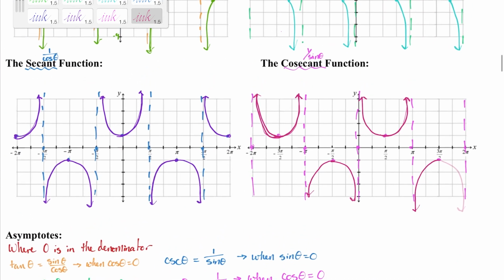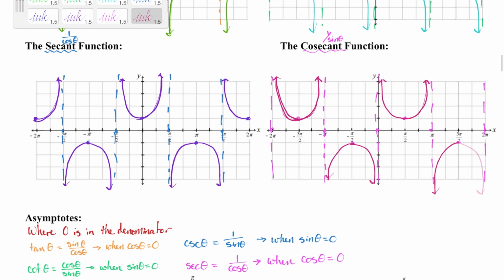And so when we're graphing these, we do want to be careful with those asymptotes. It's where our denominators are equal to 0. So for tangent, it's always going to be when cosine would be 0, for cotangent when sine is 0. And then similarly for the inverses, anytime the reciprocal is going to be 0, that function is going to have an asymptote.